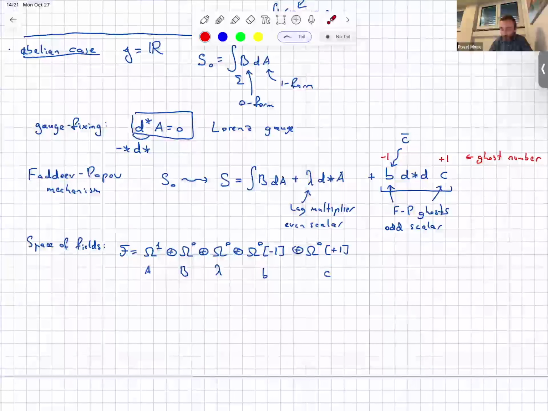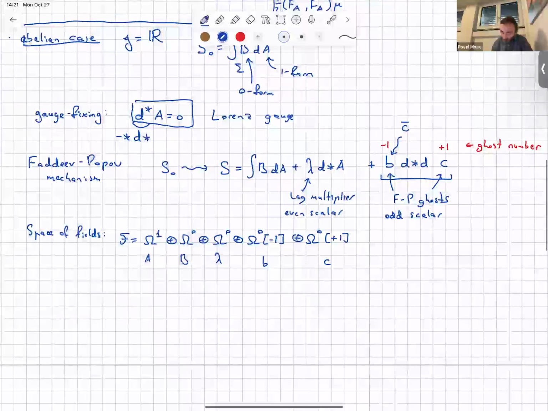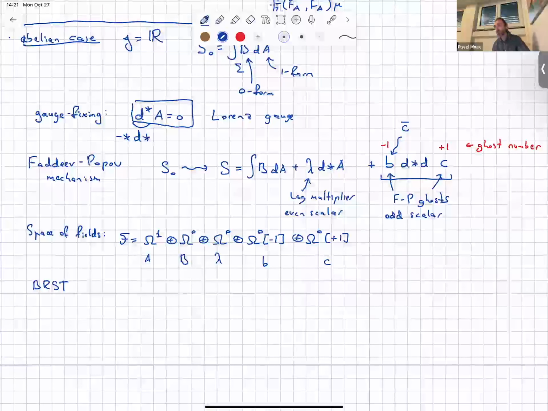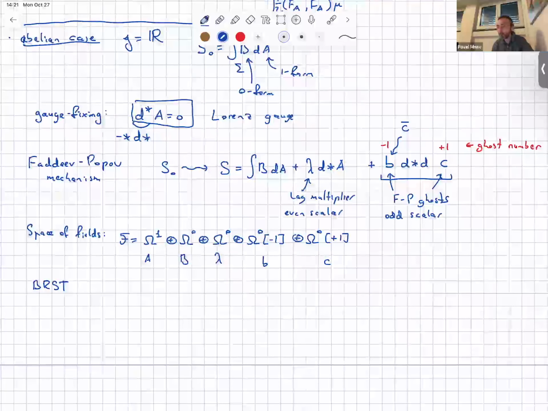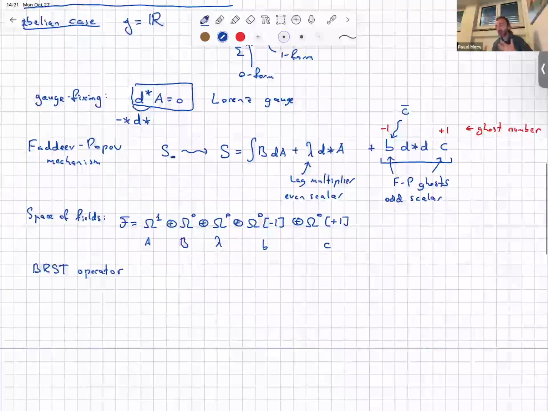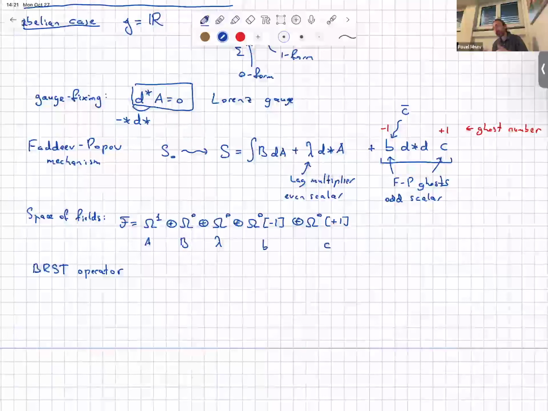So, okay, but now there's another kind of language for this new action, and this is the language of BRST formalism, so Becchi, Rouet, Stora, and Tyutin. A key object there is the so-called BRST operator, which is a differential on the functions on the space of fields. Or in another terminology, it's a homological vector field on the space of fields.